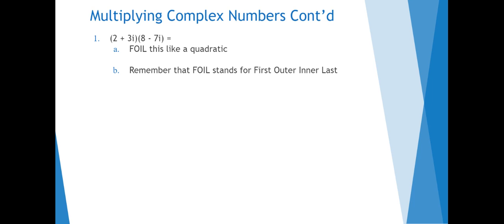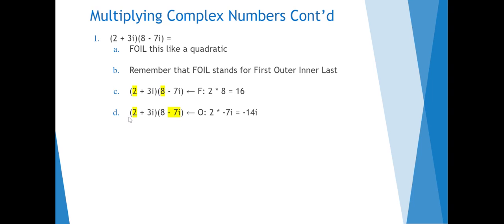Now multiplying complex numbers, continued. In a problem like this, 2 plus 3i times 8 minus 7i, we'd have to FOIL this like a normal quadratic. So how do you FOIL this? Remember that it stands for first, outer, inner, last. So we take the first part, 2 and 8, and multiply those. So 2 times 8 is 16.